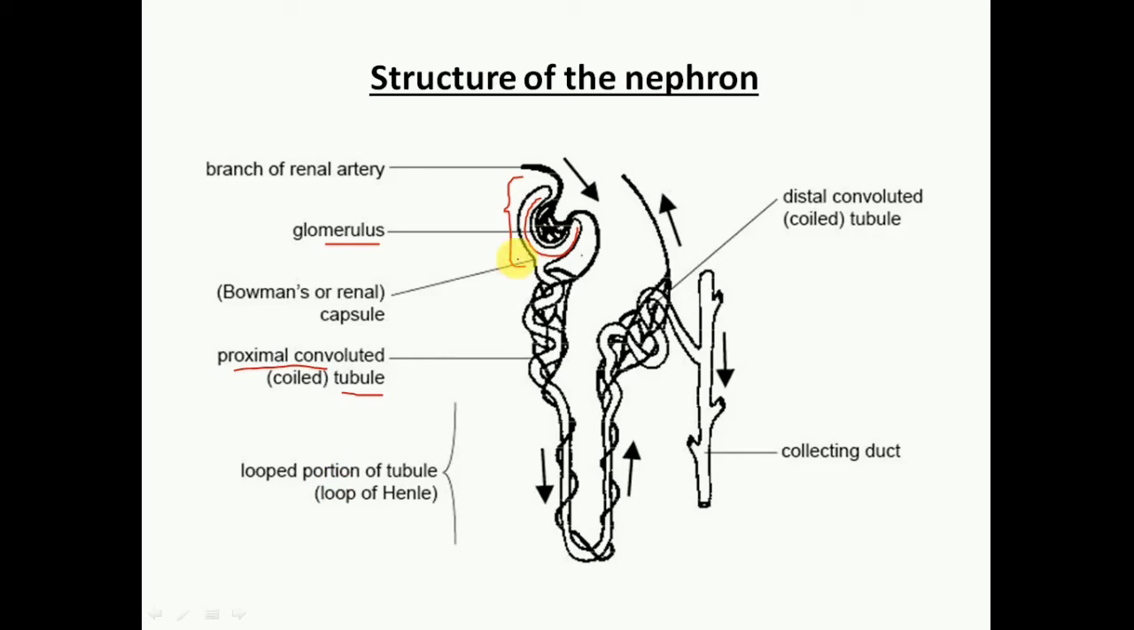And one more thing, this Bowman capsule and proximal convoluted tubule, both lie in the cortex region of the kidney. Okay, in the previous part, as you saw, the kidney consists of two regions, the outer dark cortex and the inner lighter medulla. So in the dark cortex, this Bowman capsule and the proximal convoluted tubule lie. Okay, and this loop of Henle lies in the medulla region of the kidney. It is a U-shaped part and it is also surrounded by the arterioles.